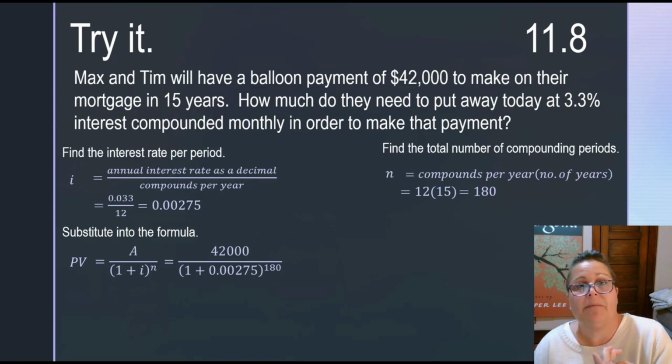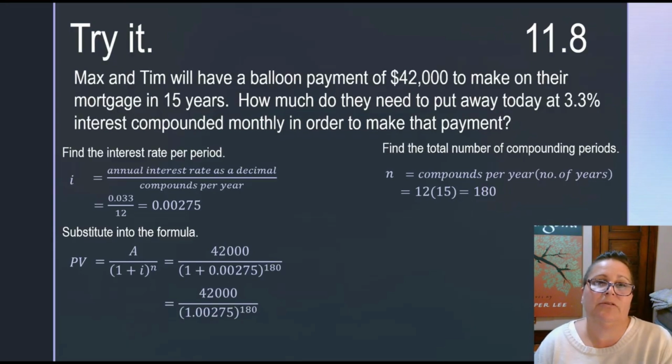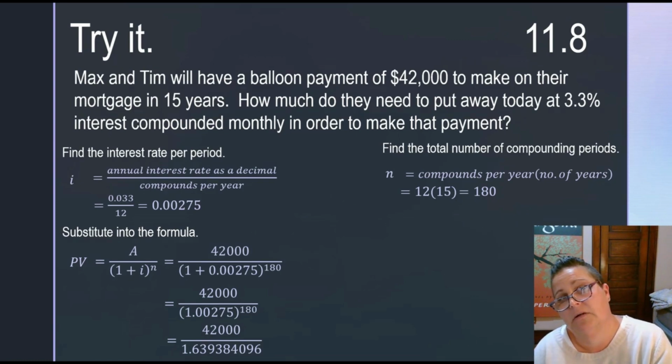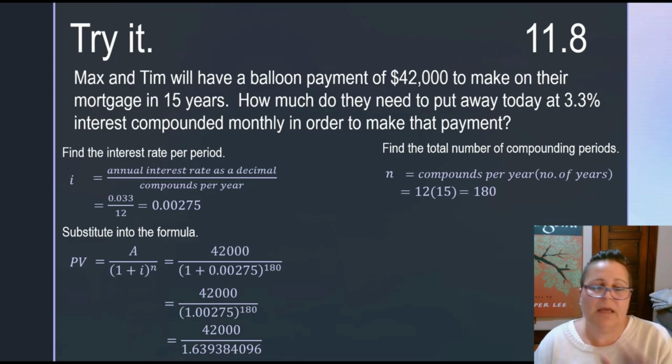I'm going to do the denominator first, or 1.00275 to the 180th power. So I have 42,000 divided by 1.639384096. Now, if you're calculator savvy, you can do all this in sort of one entry.